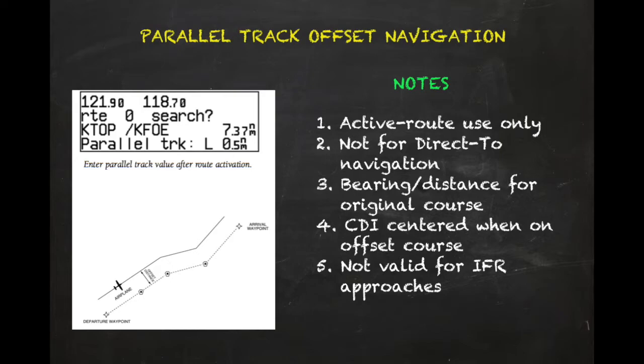Offset navigation can only be used en route navigation, not direct-to navigation. Bearing and distance information will be for the original course with the CDI centered on the offset course. Offset navigation is not valid for IFR approach procedures. If an approach is present in the active route, parallel track navigation is canceled when within 30 nautical miles of the terminal area. Let's take a look at an example.